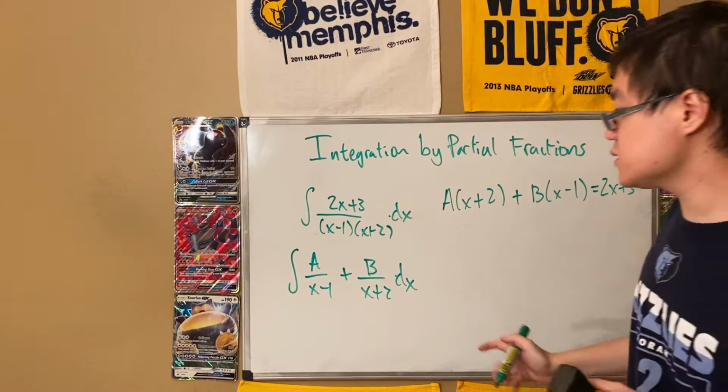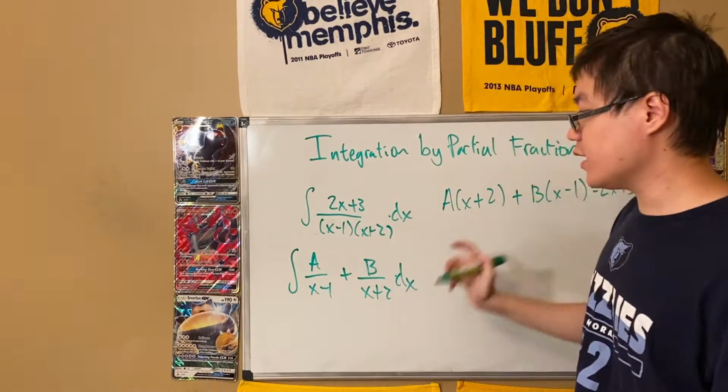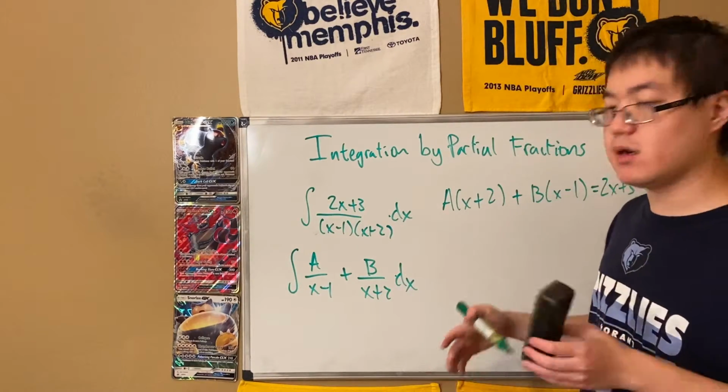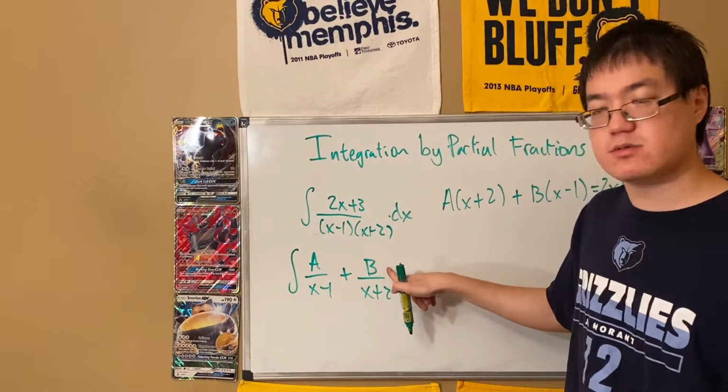But again, how did I get this? I'm going to add these two things together. That allows for a common denominator. The common denominator is going to be this, and the numerator, by the rules of fractions, will be x plus 2 times this one, x minus 1 times this one.